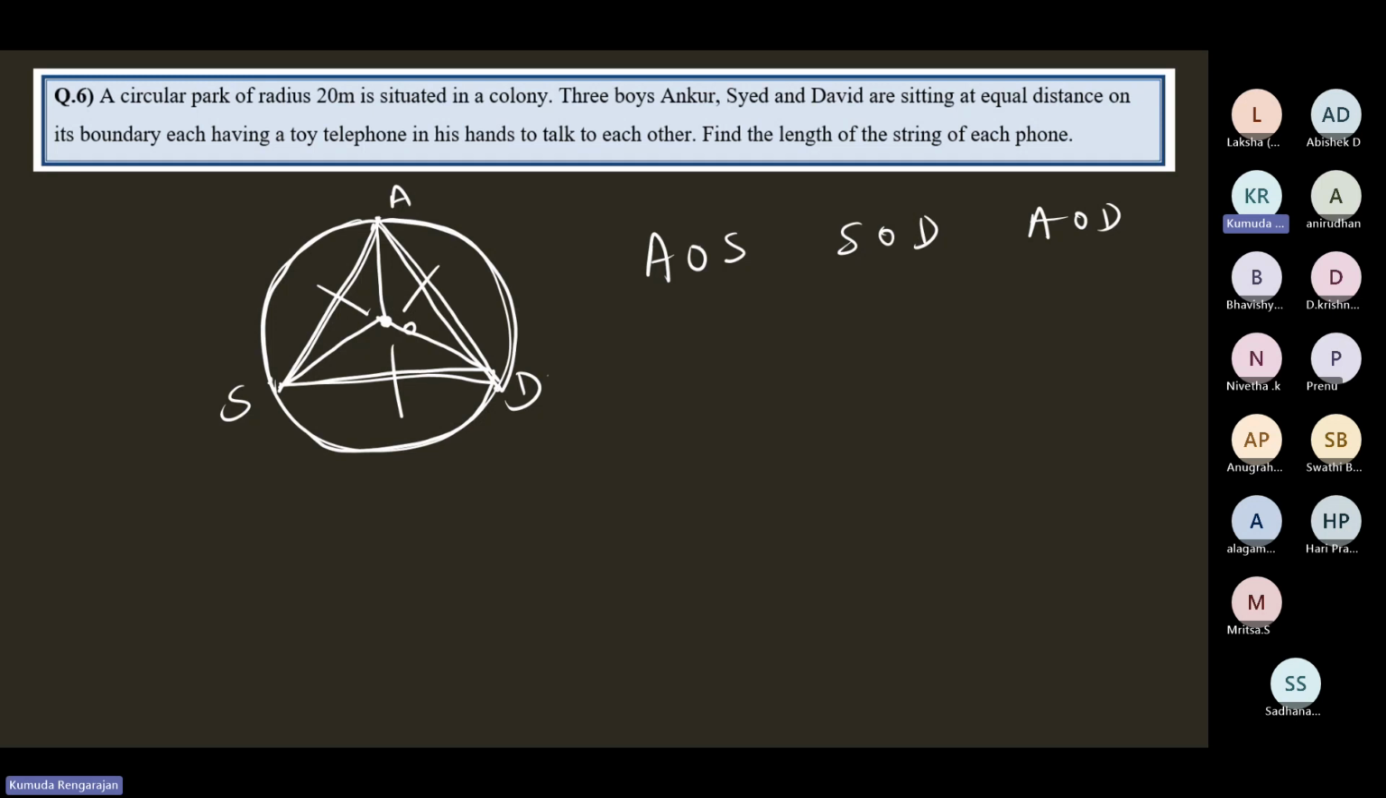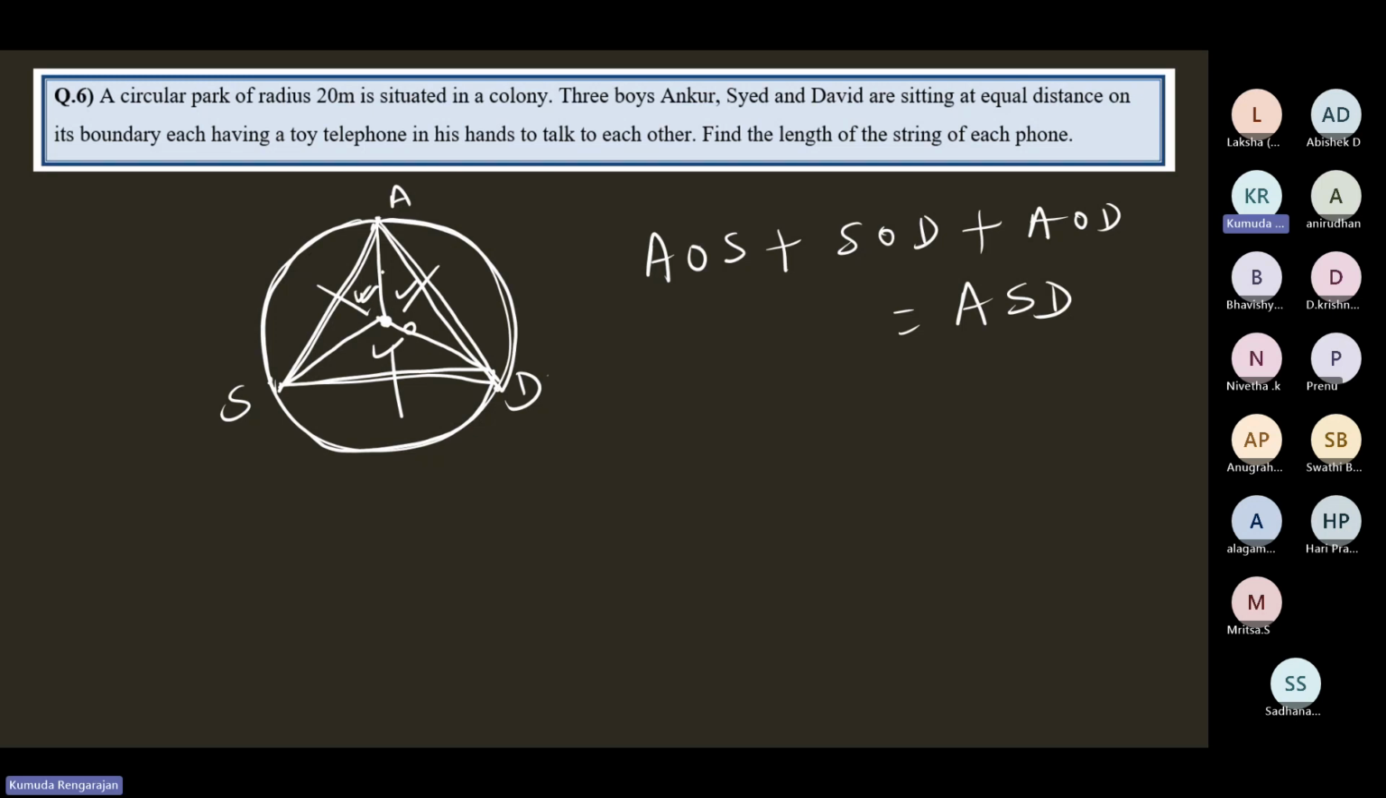So the triangle ASD is equilateral. And the area of the triangle is √3/4 into A square. Divide the triangle into three smaller triangles, AOS, SOD, AOD. Now, area of triangle AOS plus area of triangle SOD plus area of triangle AOD is equal to the area of the whole triangle ASD. But these three triangles are identical, so they'll have the same area.